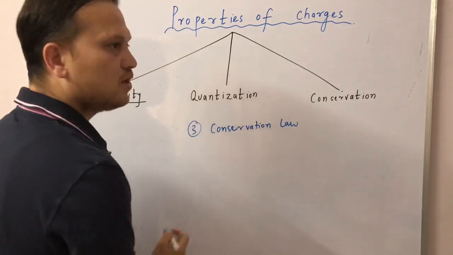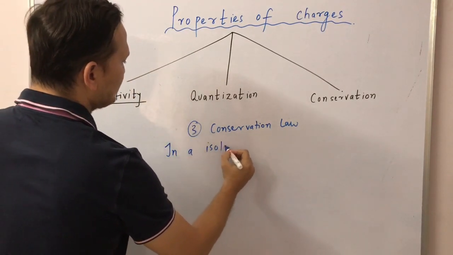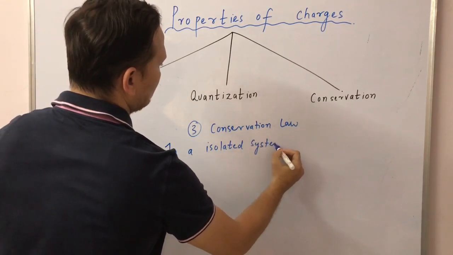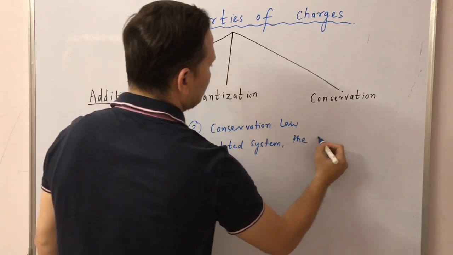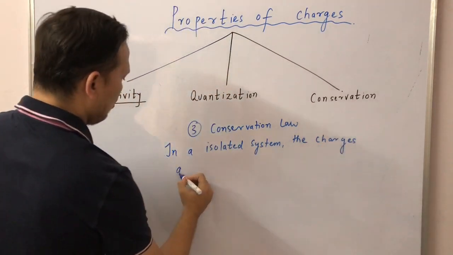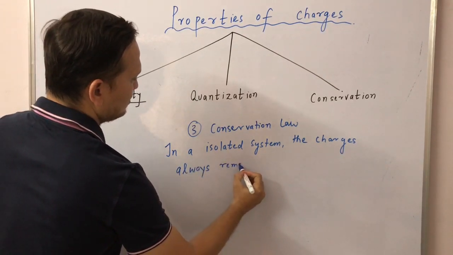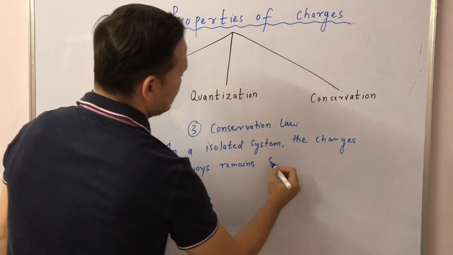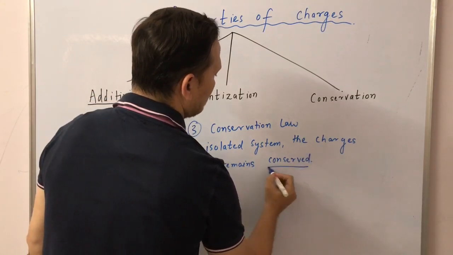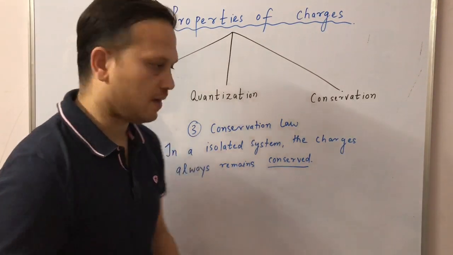Okay. So according to the law, in an isolated system, the charges always remain conserved. They always remain conserved, means they always remain constant. Okay. So let us take one example.